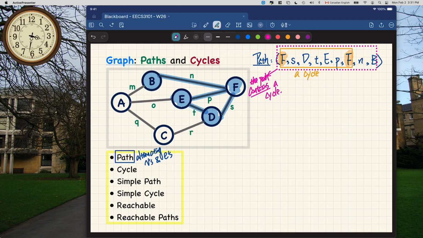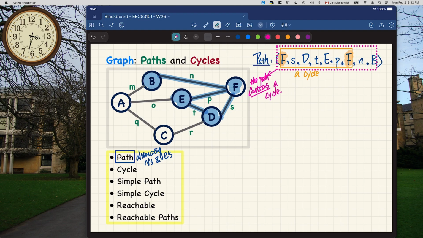And we'll see later, as soon as a path contains a cycle, that means you got repeating vertices somehow. The path is no longer simple. Okay? Basically, a path without any cycle is a simple path. Well, we'll see that. That's also a definition. All right, so that's about path and about cycle.